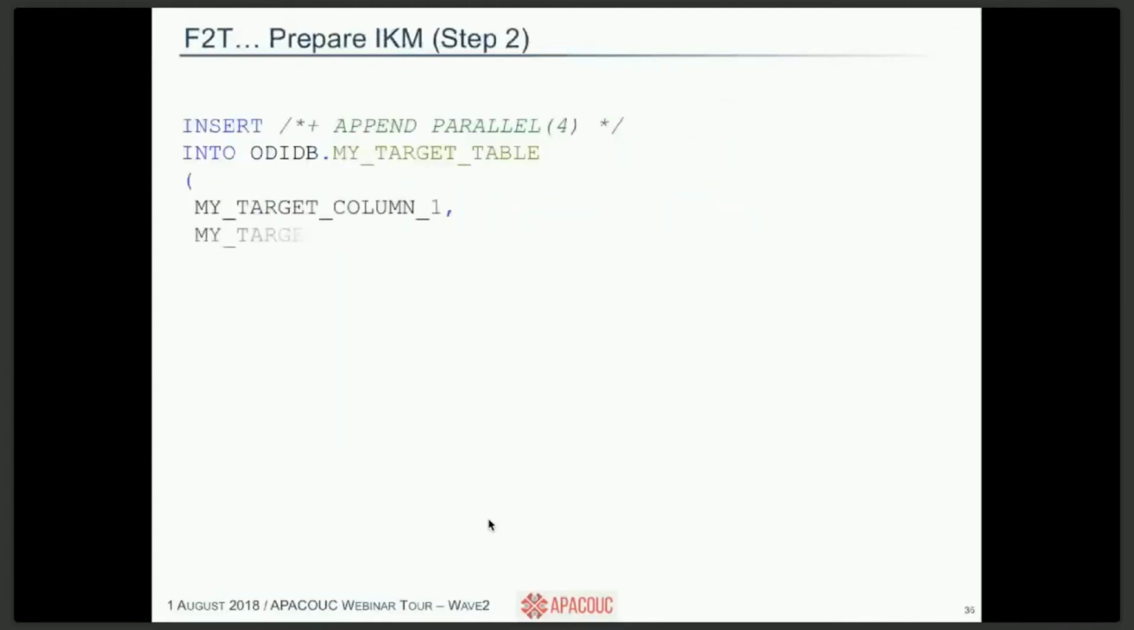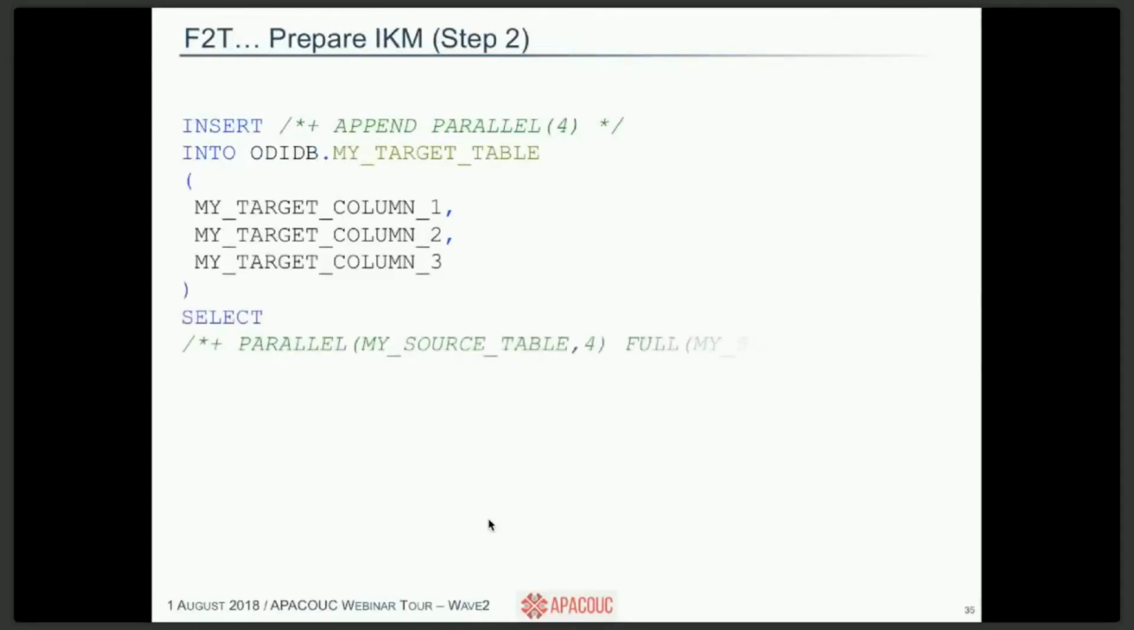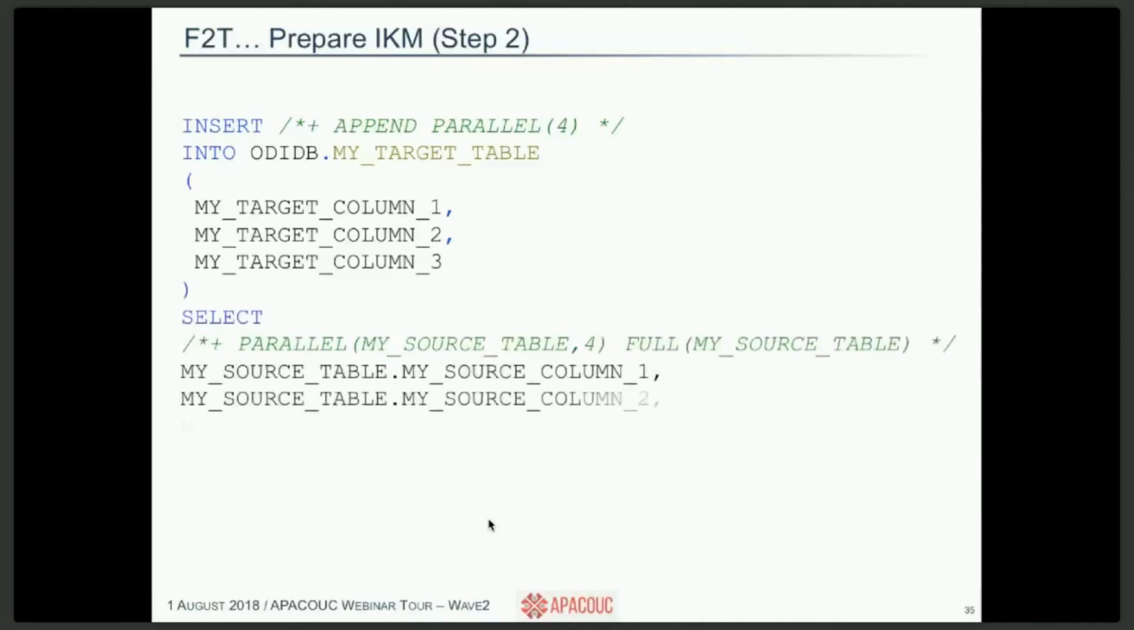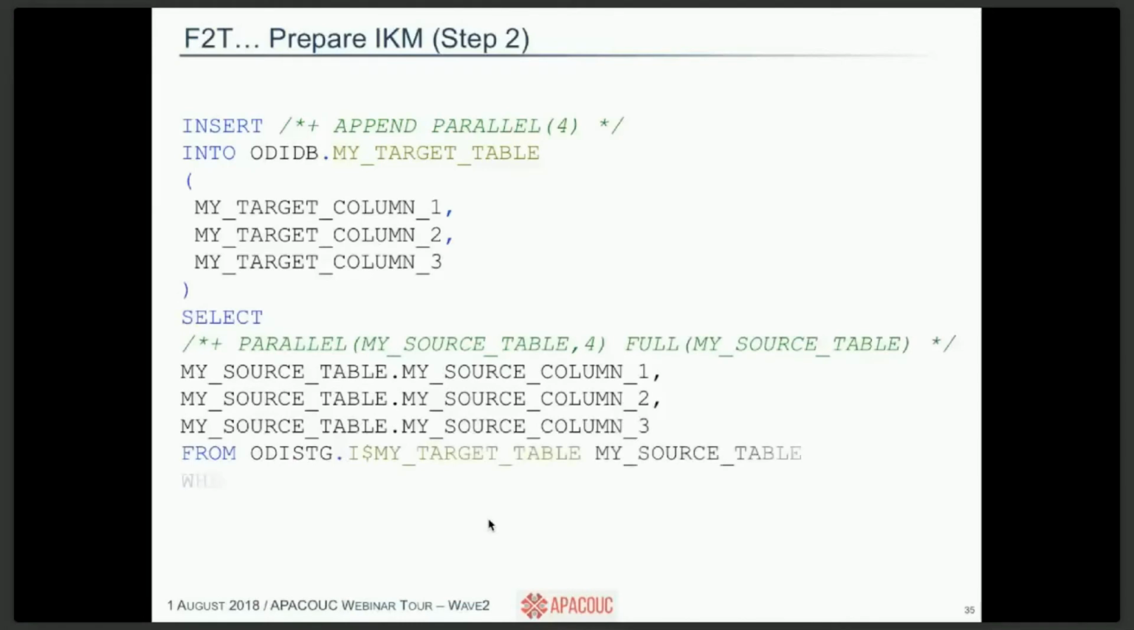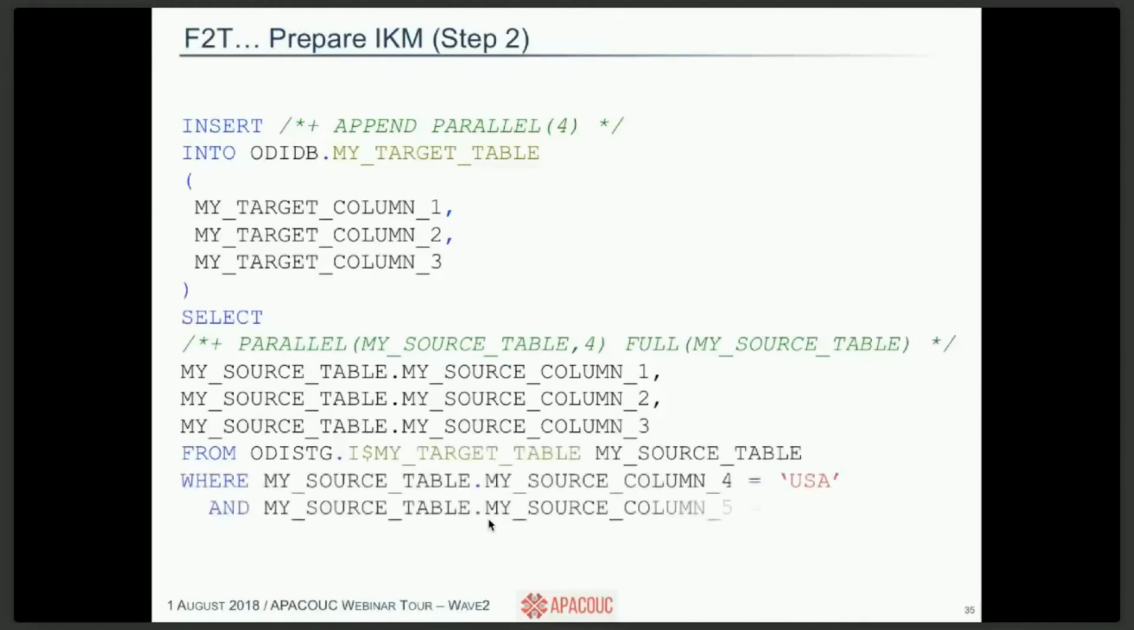Then the code goes like this: the knowledge module does an insert with hint into the target table with columns, selecting with columns from the staging table, whatever it needs. This is just an example.